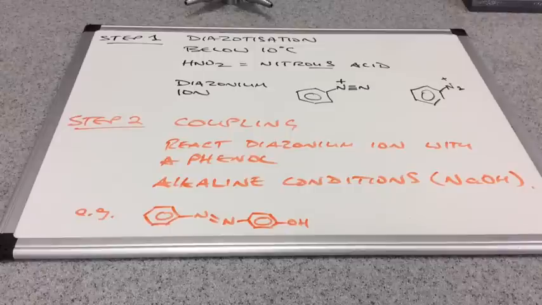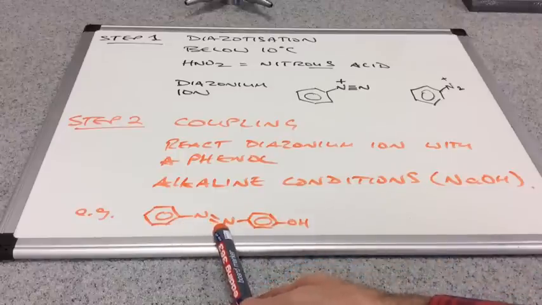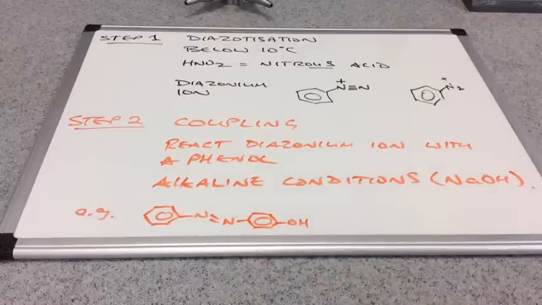And step 2 is called coupling. So in the coupling step we react the diazonium ion that we've just made with a phenol, and it must be carried out in alkaline conditions, so I'm using NaOH there, and it produces this azo compound, and it's called an azo compound because of this N-double-N bridge between those two benzene rings. That's the azo group, and so these are typically used as dye molecules, and therefore it's called an azo dye.